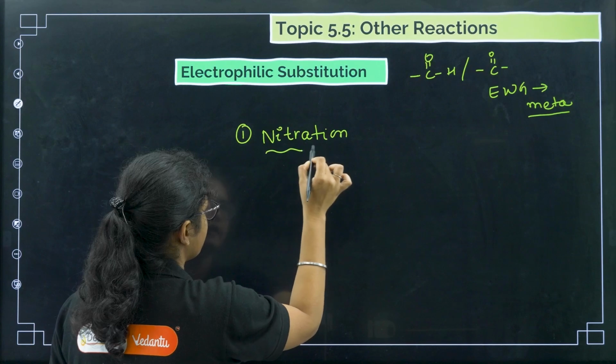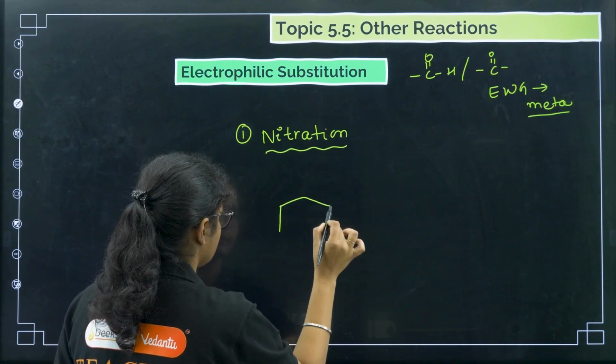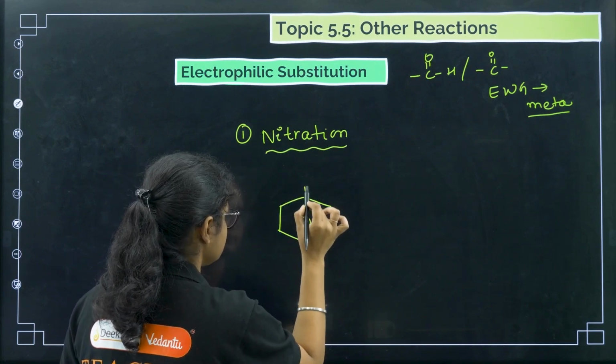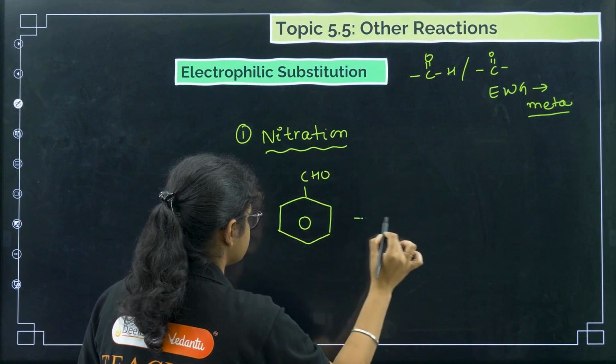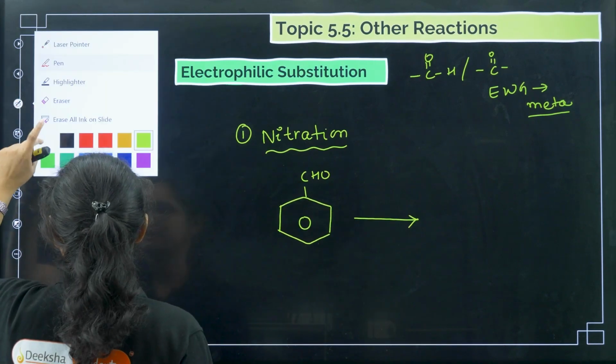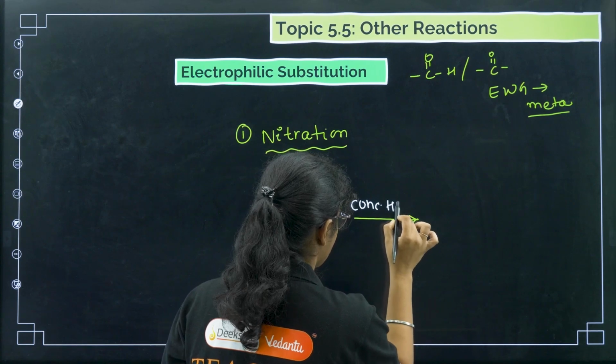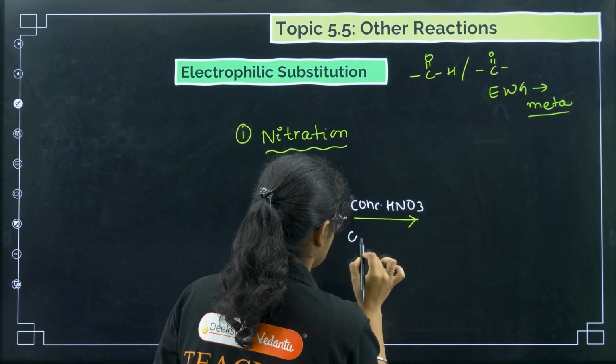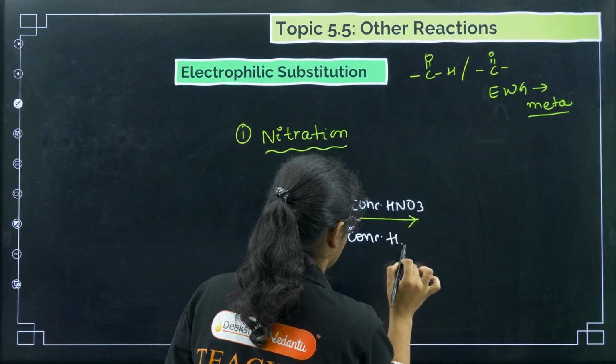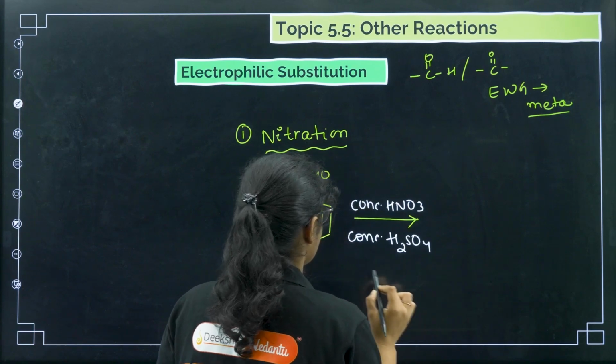Okay, so under nitration, suppose we have this one, benzaldehyde. For nitration, I hope all of you have remembered the reagent. What is the reagent for nitration? Concentrated HNO3 with concentrated H2SO4, right? So what will happen?